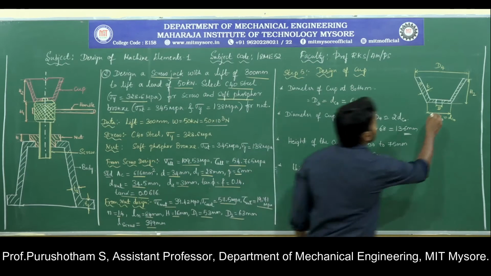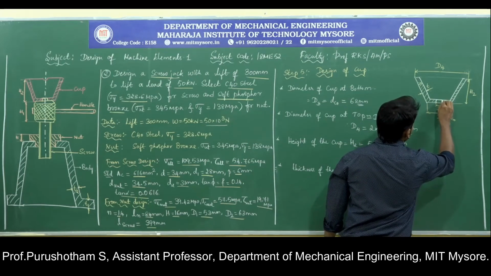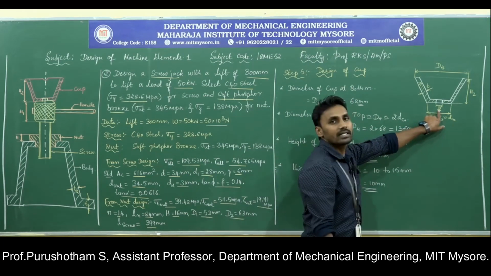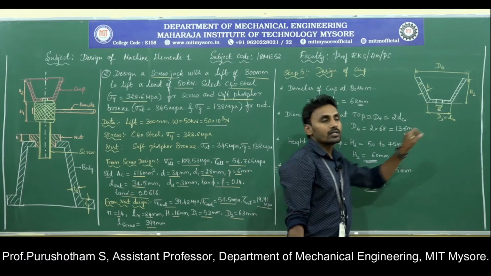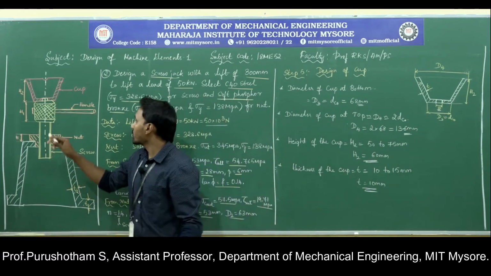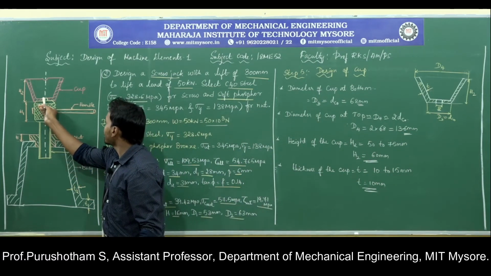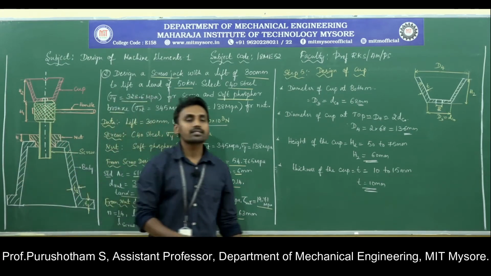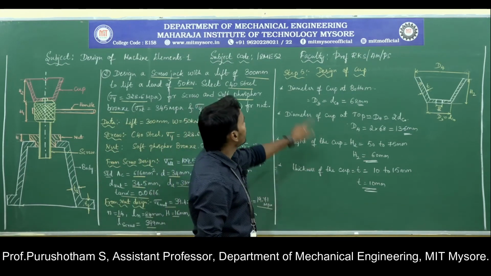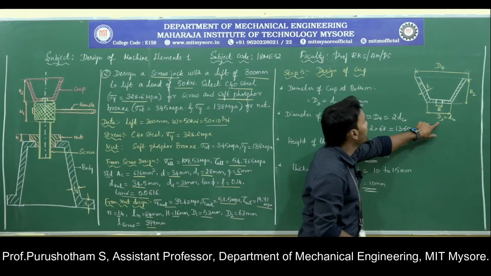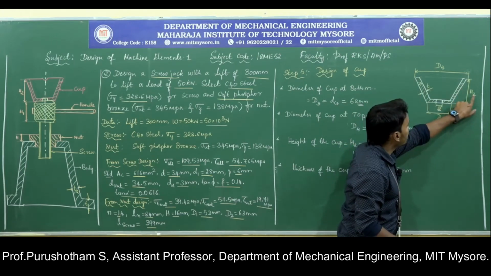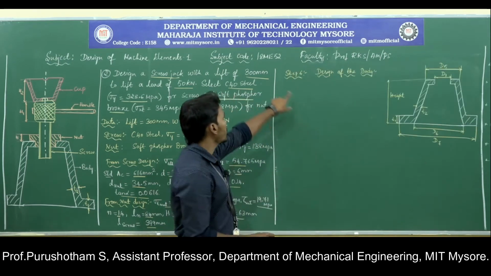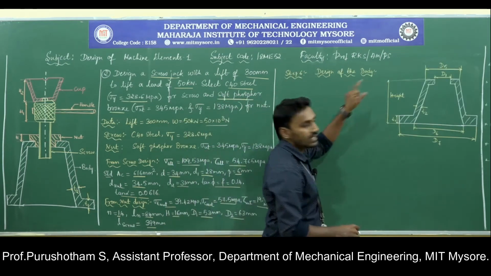And this one, capital D, this distance, is already found out. This capital D is nothing but the diameter of pin head. While designing the screw head or collar, we calculated this distance also, that is the diameter of the pin head, capital D. So in the design of cup, we calculated D3, D4, then the height of the cup and the thickness of the cup. So next we move on to step number 6, that is design of the body.